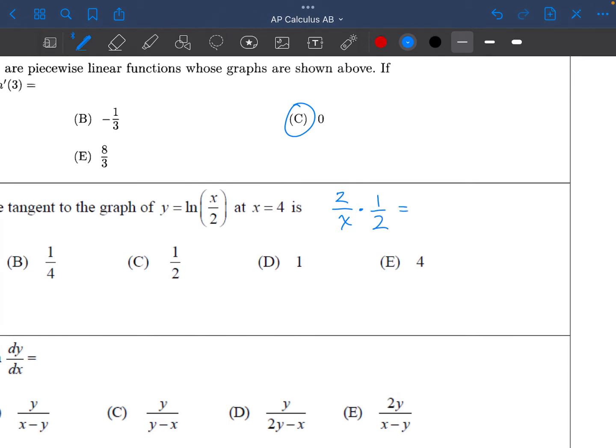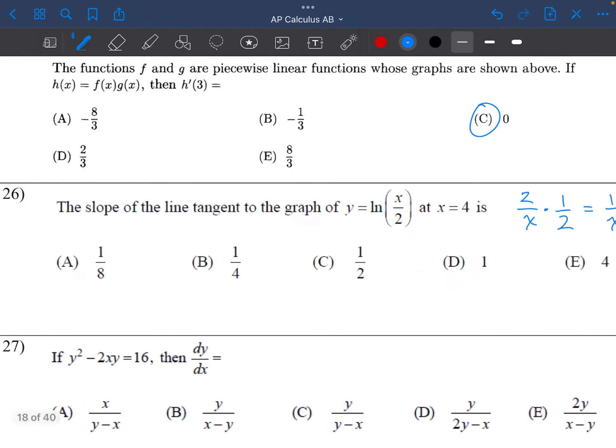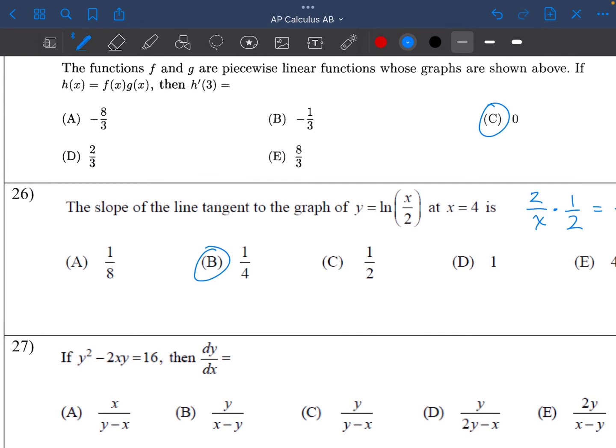So that's our function, which I can simplify because the 2 and 2 cancel each other out, leaving me with just 1 over x. Now I just need to plug in 4 for x. This turns into 1 over 4, and that is our answer, B.